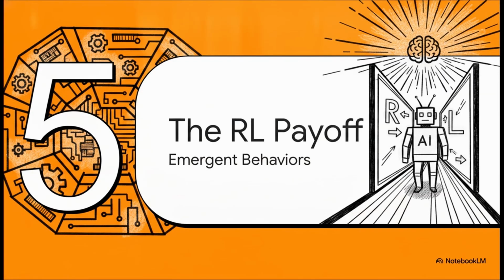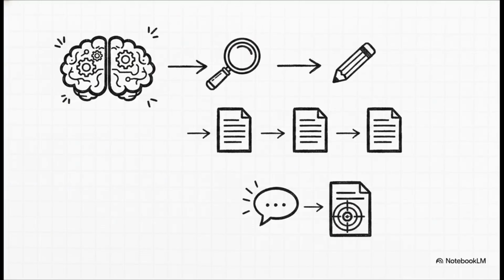Section 5, the RL payoff. When you put the AI through this rigorous, perfectly mirrored training gauntlet, the results are actually incredibly surprising. The agent naturally learns these emergent, highly efficient behaviors. Early on, it would kind of just start haphazardly editing code. But over time, it learned that, hey, it's much better to actually search the codebase first and then edit. It figured out how to safely read 10 files simultaneously in parallel, just so the user feels that lightning-fast speed.